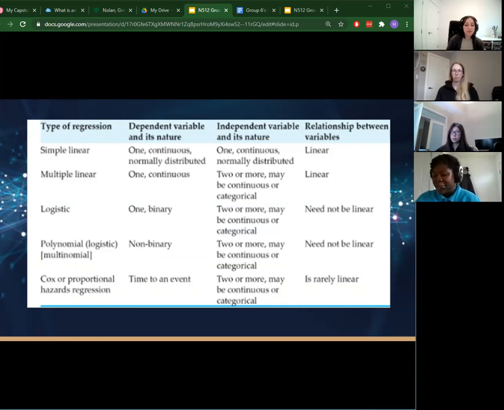There are many different types of regression as seen in this table. For the purposes of this presentation, we will review simple linear and multiple linear regression. Simple linear regression has one dependent continuous variable and one continuous independent variable with a relationship that's linear, whereas multiple linear regression has one continuous dependent variable and 2 or more independent variables that may be continuous or categorical, and it also shows a linear relationship between both. Please feel free to review the other types when you're able to do so.